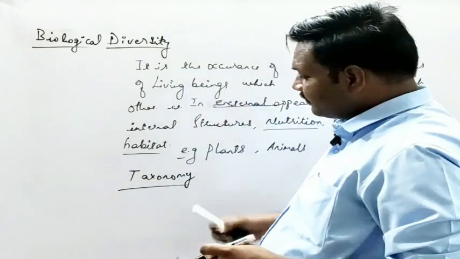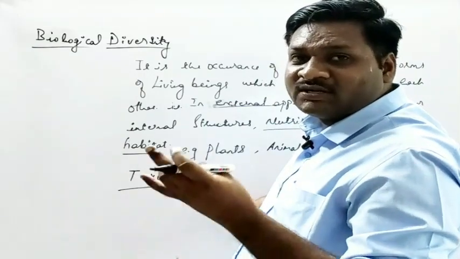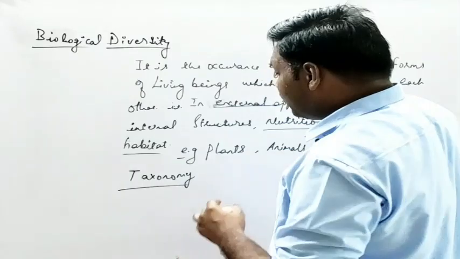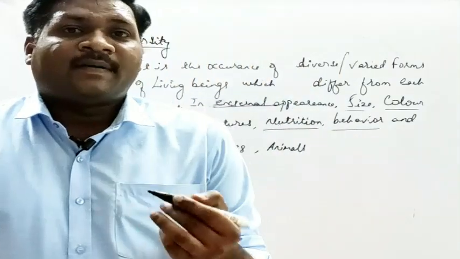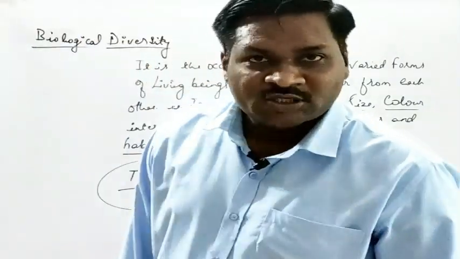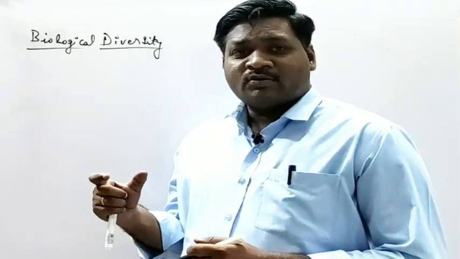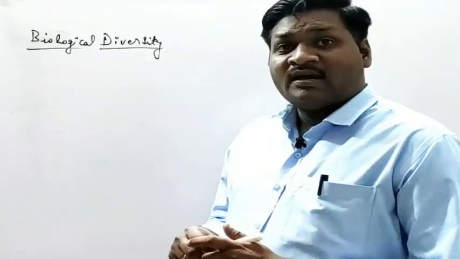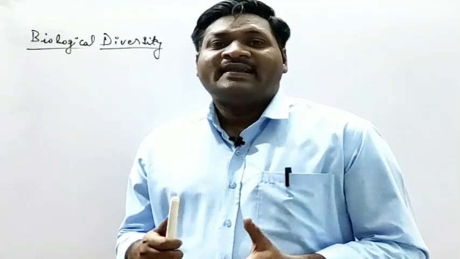Okay, taxonomy is the branch of biology that deals with identification, classification and nomenclature of living organisms. So we are going to study biological classification. Who introduced biological classification? We are going to discuss taxonomy. So what is taxonomy? It is a branch of biology that deals with the study of identification, classification and nomenclature.